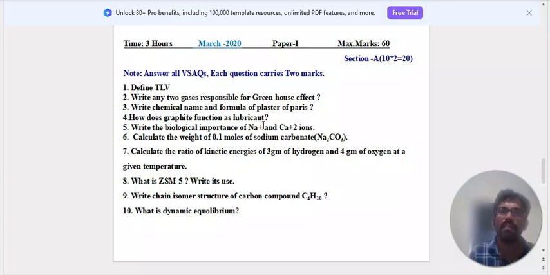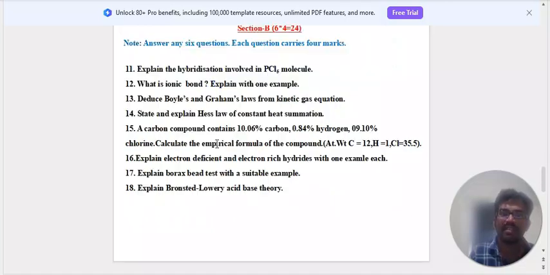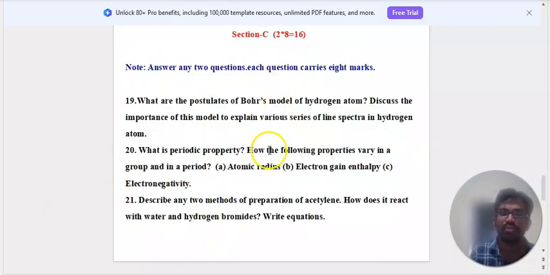Then you come on to the March 2020 paper. You can see that the March 2020 paper also has some repeated questions. You can see section A, total 10 questions. Most of the questions are repeated. And next you can see here section B: explain the hybridization involved in PCl5, the ionic bond, Boyle's law. These are section B. And then you can move on to section C. These are the repeated questions.